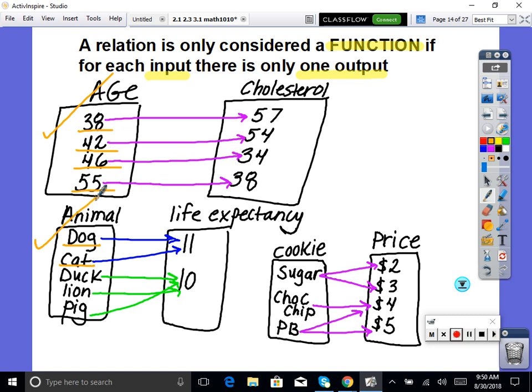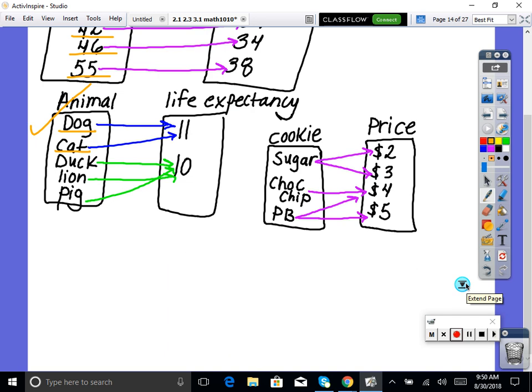Now here is a bakery and the cost of their goodies. So a sugar cookie can cost $2 and a sugar cookie can cost $3. Doesn't that x have 2 y's? So this is not a function. It can happen, but it's just not a quote-unquote function. Does that make sense? This is still input, this is still output, it's just not quote-unquote a function.